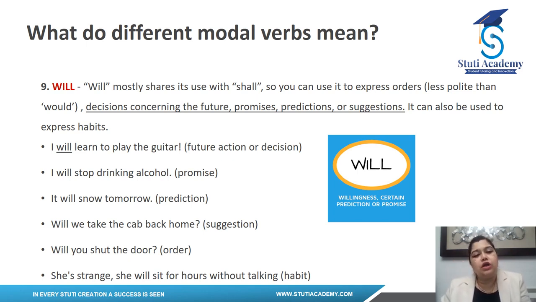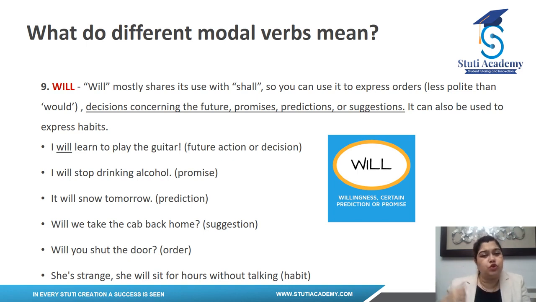I will learn to play the guitar. So what am I doing here? Future. I'm talking about a future action or a future decision that I'm going to take.